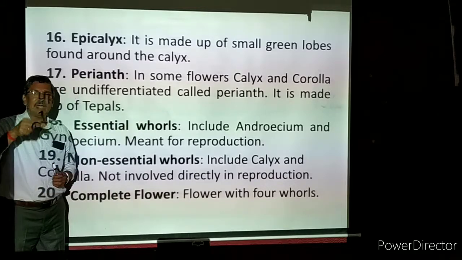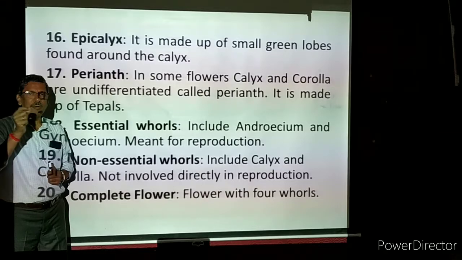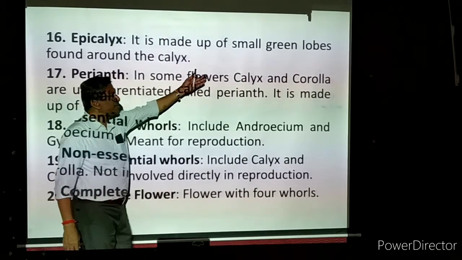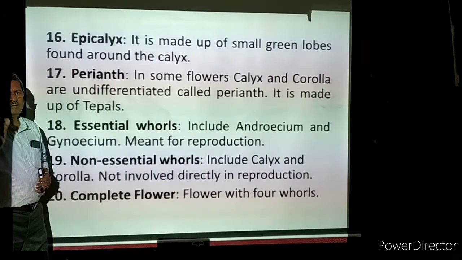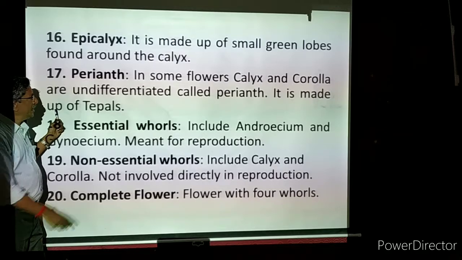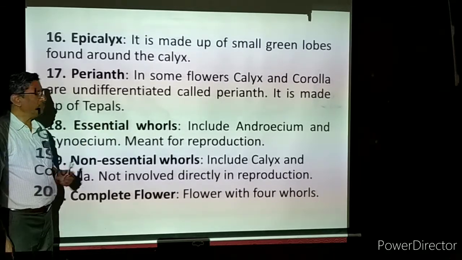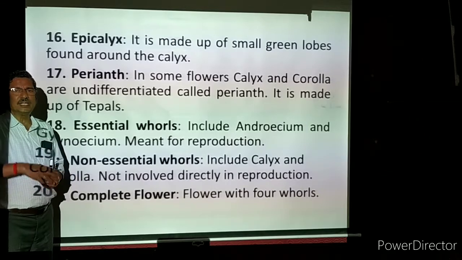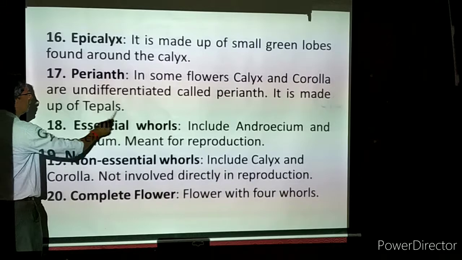Then what is the name of the lobe? For example, calyx is made up of sepals, corolla is made up of petals. But here we cannot identify which is calyx and which is corolla. Both are looking alike. Then what will be the name for the lobe of the perianth? It is made up of tepals. That common term we are giving, tepals. Tepals means it is not like calyx, it is not like corolla, it is very common, undifferentiated.